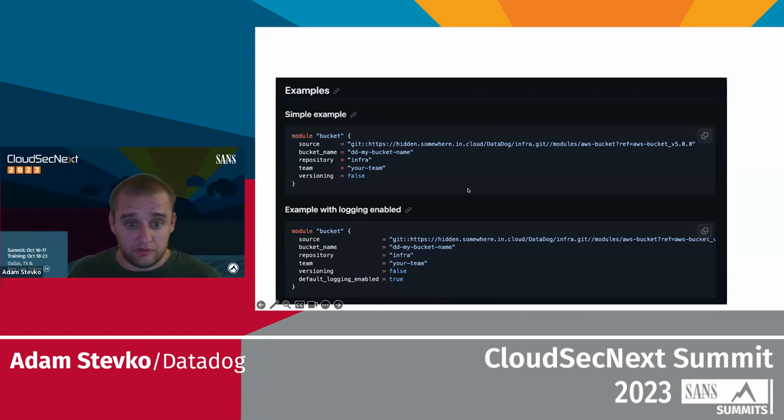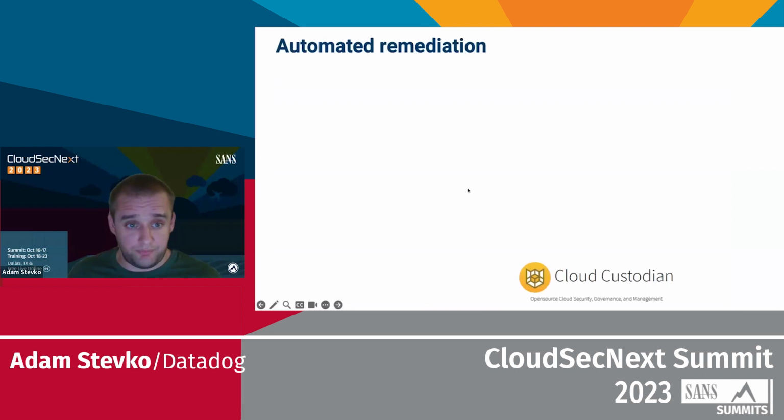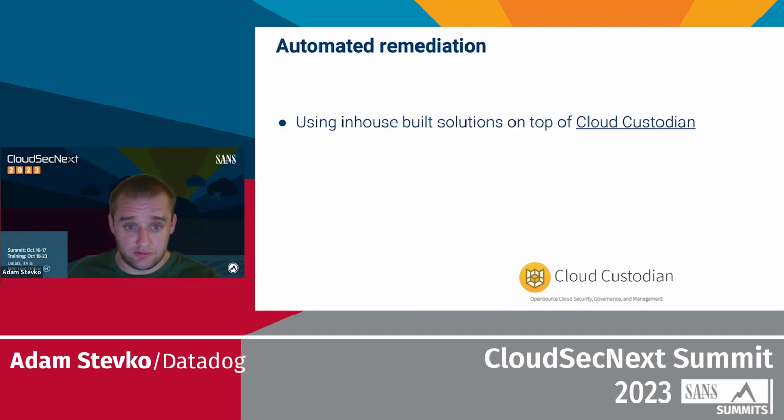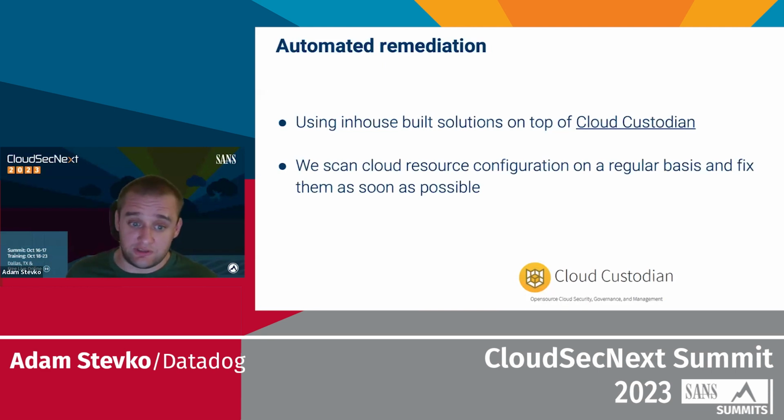Moving forward, the last resort remediation is something we call automated remediation. We have an in-house built solution on top of Cloud Custodian, where we scan the cloud resource configurations on a regular basis, and then we try to fix them as soon as possible. The problem with this approach is that it is not very compatible with the infrastructure as code approach to managing infrastructure, as we would be making changes outside of Terraform.